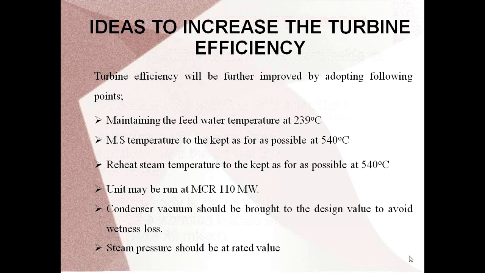Ideas to increase the turbine efficiency. Turbine efficiency will be further improved by adopting the following points. First is maintaining the feed water temperature at 239 degrees Celsius. MS temperature to be kept as far as possible at 540 degrees Celsius. Reheat steam temperature to be kept as far as possible at 540 degrees Celsius. The unit may be run at MCR 110 megawatt. Condenser vacuum should be brought to the designed value to avoid wetness loss, and steam pressure should be at rated value.